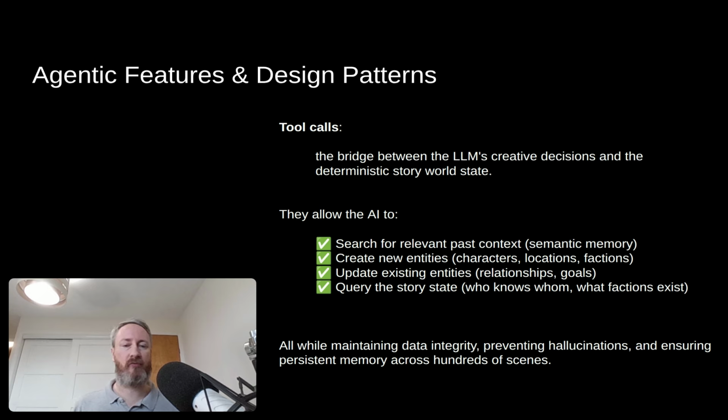So the tool calls we can describe as a bridge between the LLM's creative decision making, so the non-determinism, and a deterministic story state, or world state for the story, which deals with facts. And it's hard facts such as a character's name, a character's age, the relationships that the characters might have between each other, or perhaps even the goals that the characters have within the story. So the tools allow the AI to, for example, as we've got here at the bottom, perform a semantic memory search.